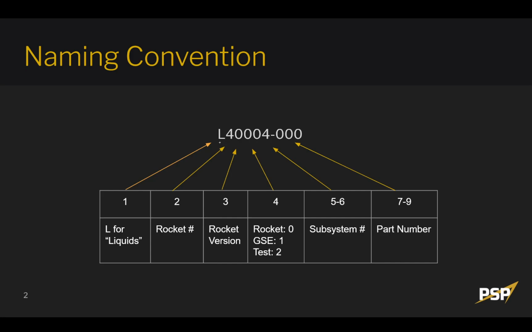So to start off with, the first one is L, and that's just to represent liquids. I believe some other teams within Purdue use Teamcenter, the same overall file management system that we do, and they use the first alphanumeric to separate which team has what files. So L for liquids, that's pretty simple.